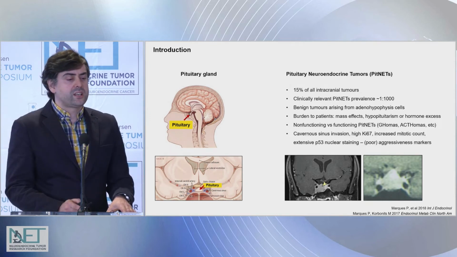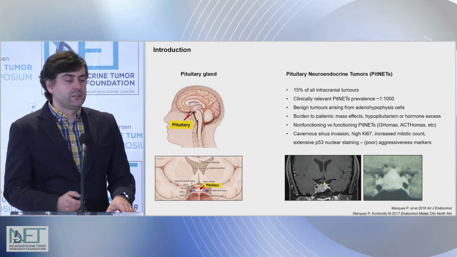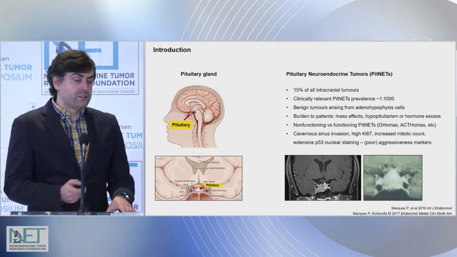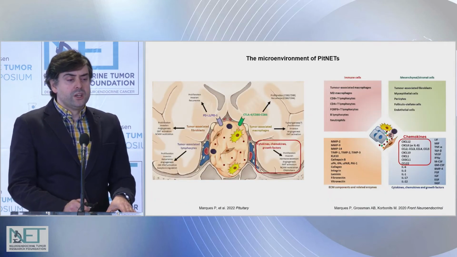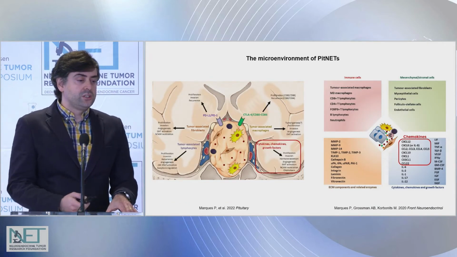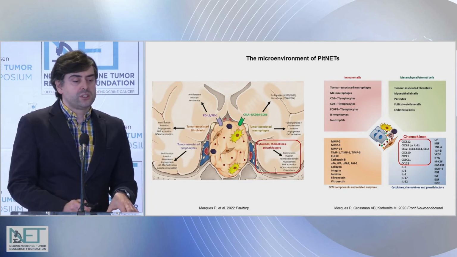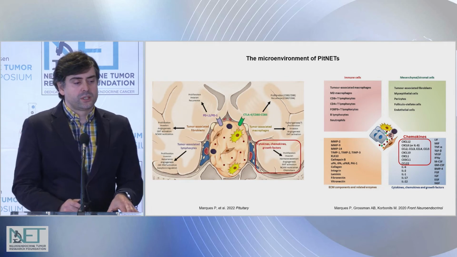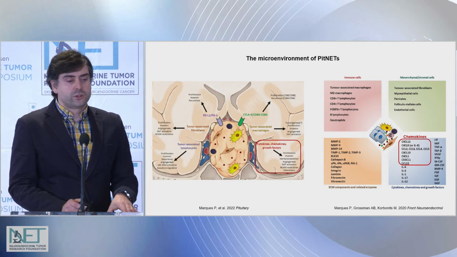There are a few markers that have been studied and validated to predict tumor aggressiveness, such as cavernous sinus invasion and Ki-67, but they still remain poor markers, and we desperately need more markers, either to predict aggressive disease or to identify targets for treatment. The microenvironment of PIT-NETs remains largely unexplored compared to other cancer types. However, a few recent studies show that this might be a relevant part of the tumor. Some mesenchymal cells have been studied, as well as non-cellular components such as cytokines, chemokines, and growth factors.